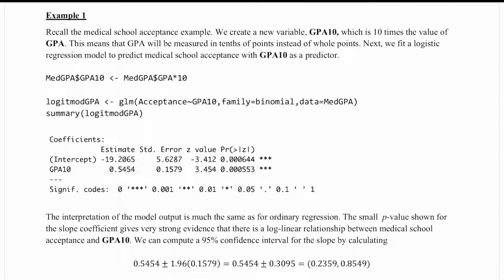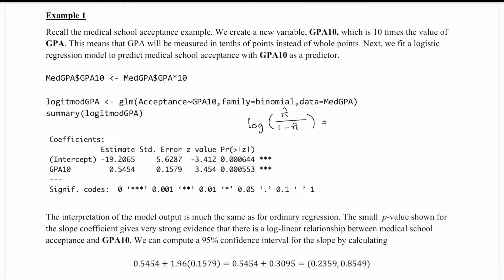So we go back once again to the medical school acceptance example, and we create this variable GPA 10, so we multiply all the GPAs times 10. The reason for that is that when the input increases by 1, we're talking about a 1/10 of a point increase in GPA, which just makes more sense prediction-wise. So for example, if GPA 10 goes from 35 to 36, that realistically is increasing GPA from 3.5 to 3.6.